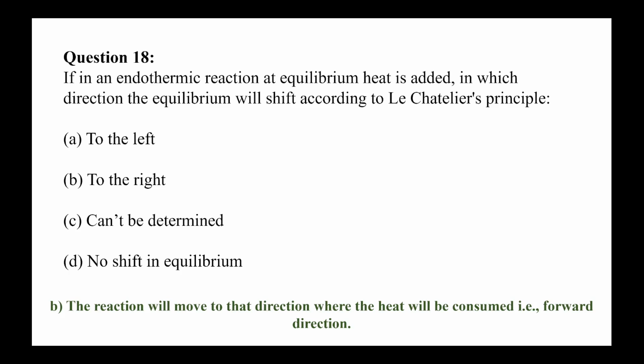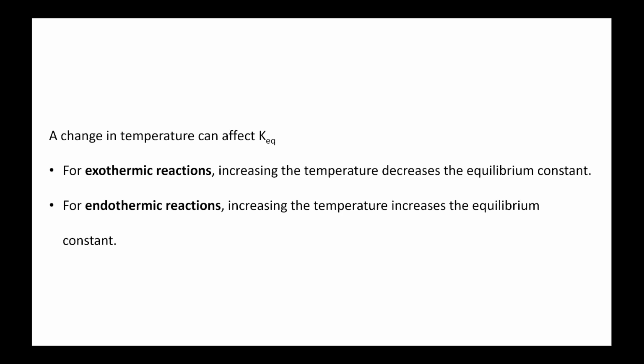If the same thing was happening in an exothermic reaction, if we add heat, the heat is towards the product side, because heat is being released in that case. In an exothermic reaction, if we add heat, it will shift the equilibrium to the left hand side. So a change in temperature can affect K equilibrium.